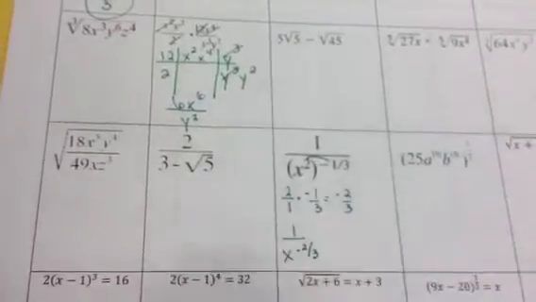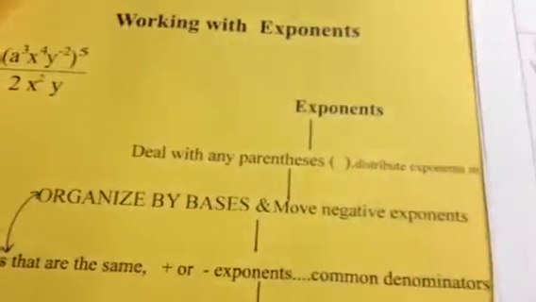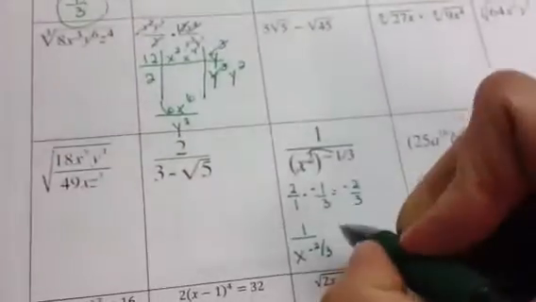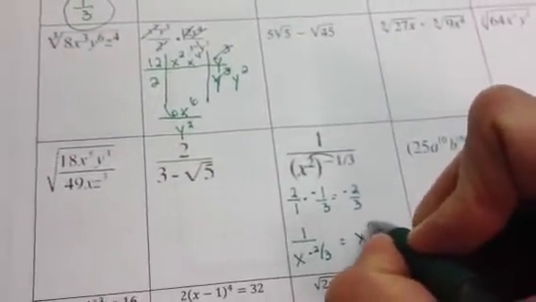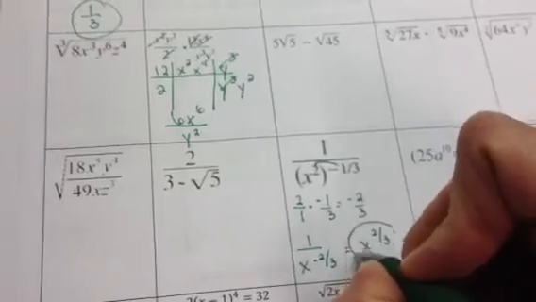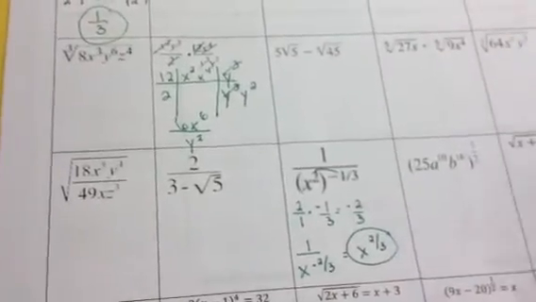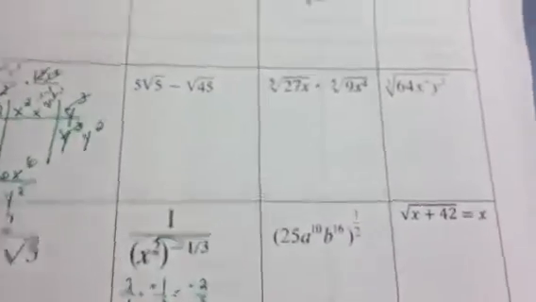And then the next thing I do, after dealing with parentheses, as I organize my bases, is move my negative exponents. So this negative moves to the top, and now it's positive. And then that's it. I don't have any other bases. When I'm done with that one, I'm done with that one. All right, next problem. This has exponents.